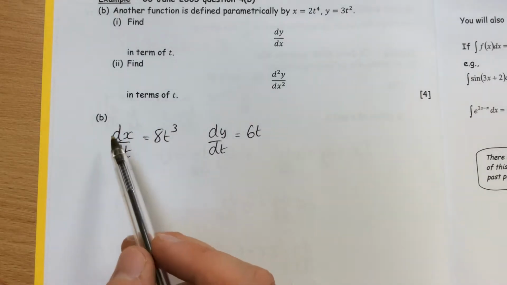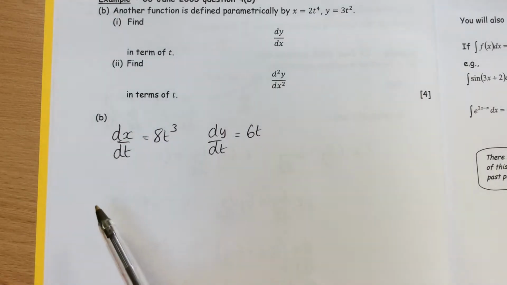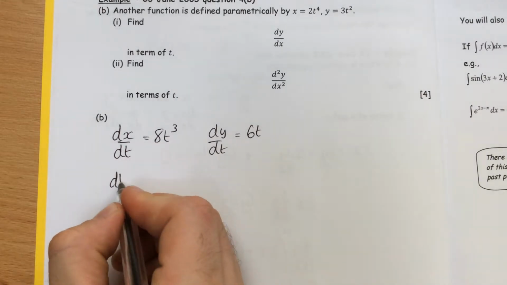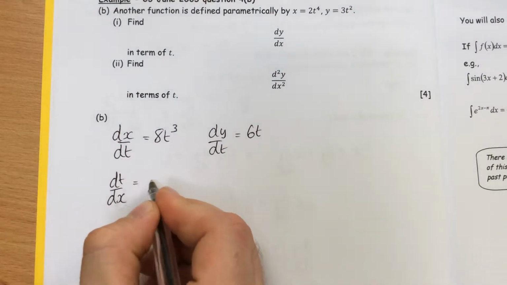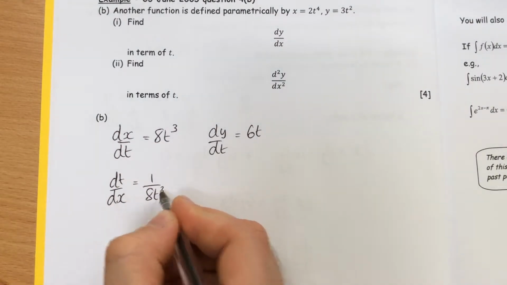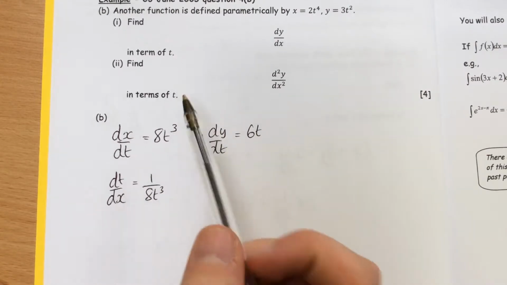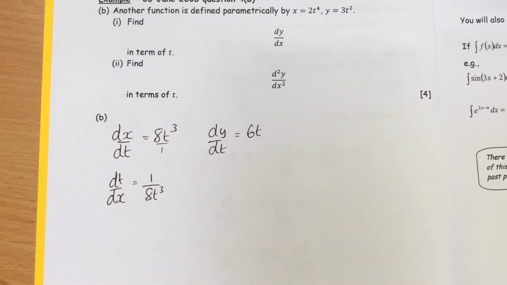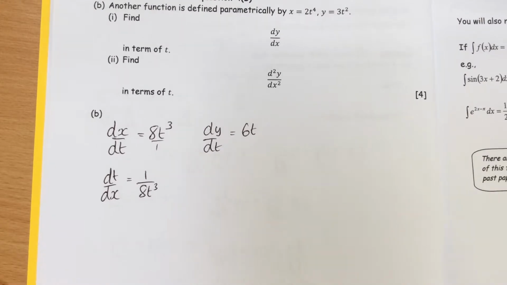In the formula, we don't want dx by dt, we want dt by dx. So I'm going to flip that over to get dt by dx instead, which would be 1 over 8t cubed. So I'm just flipping that over, and obviously if you imagine that as being over 1, flip it and you get it.